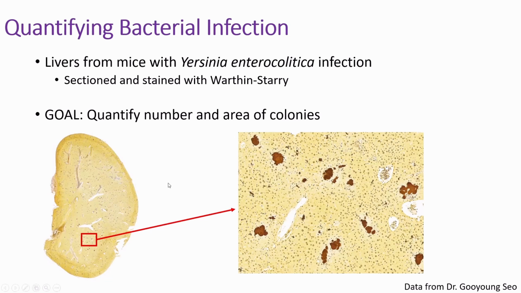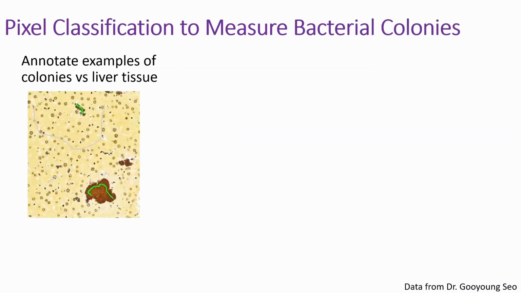From this picture here, the yellow is the healthy liver, all the little circles are the hepatocyte nuclei, and then these brown spots, the larger ones, these are the bacterial colonies that we were trying to measure. To do this, we used a pixel classifier. And the way this works is that you first annotate examples of normal liver tissue versus the bacterial colonies.